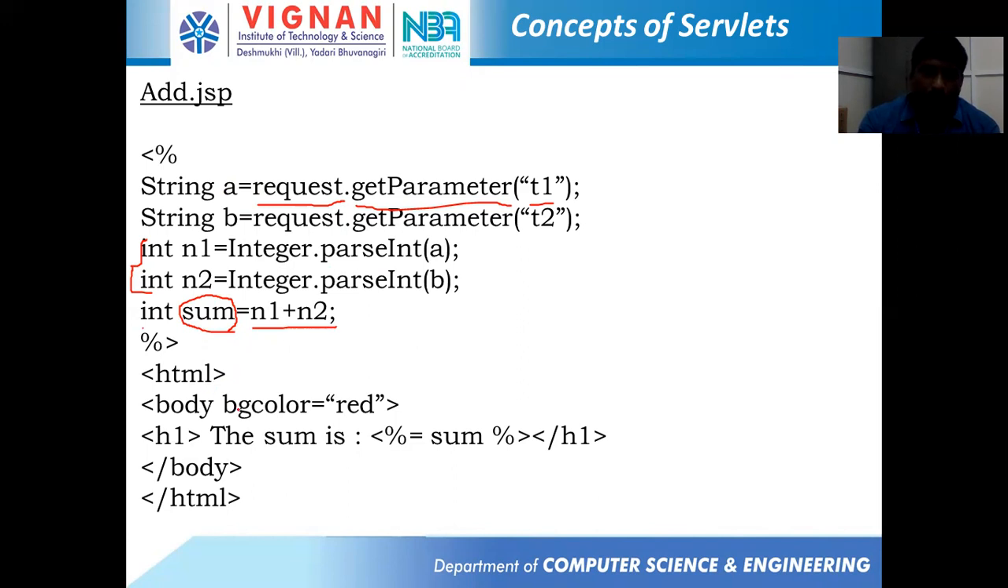So HTML body with a basic color, as when the sum is, up to this is pure text. After that I use the expression syntax, percentage equal sum. Sum is a variable, and to print the sum value I just use an expression. Okay, so that entire page will give a response to the corresponding client. These are the ways we need to develop resources.